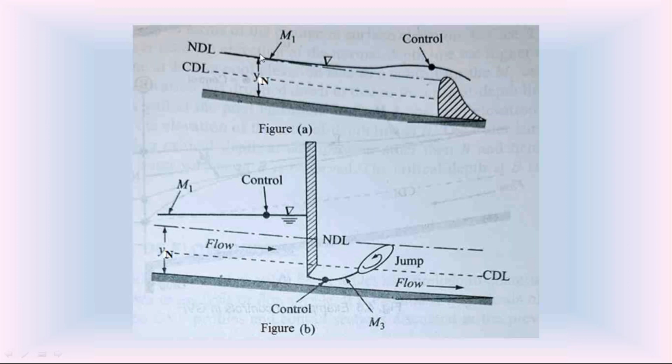Check this M1 water surface profile. It is a rising water surface profile. Please listen carefully. The M1 water surface profile is a rising water surface profile. It is called a backwater curve. So if the water surface profile is a backwater curve, the control section is on the downstream side, not on the upstream side. So in the backwater curve, the control section is on the downstream side.